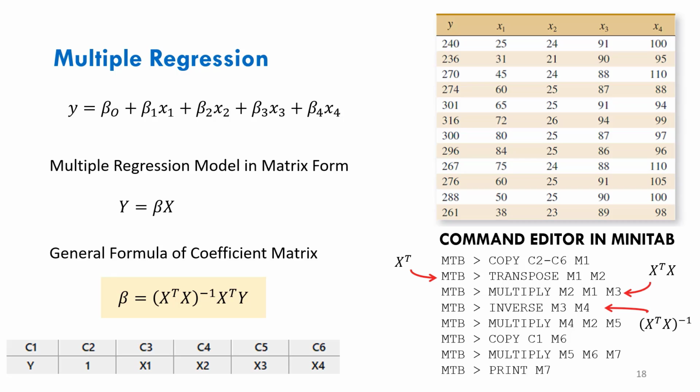After that, the inverse can be found with the command inverse, and then multiply with the transpose. Now, in order to generate the Y matrix, let's write copy C1 space M6. M6 is the matrix of response. Now I can multiply the previous matrix, which is X transpose X inverse and then X transpose, with Y by using the command multiply M5 space M6 space M7. So this M7 is the final matrix of beta, that is the coefficient matrix.